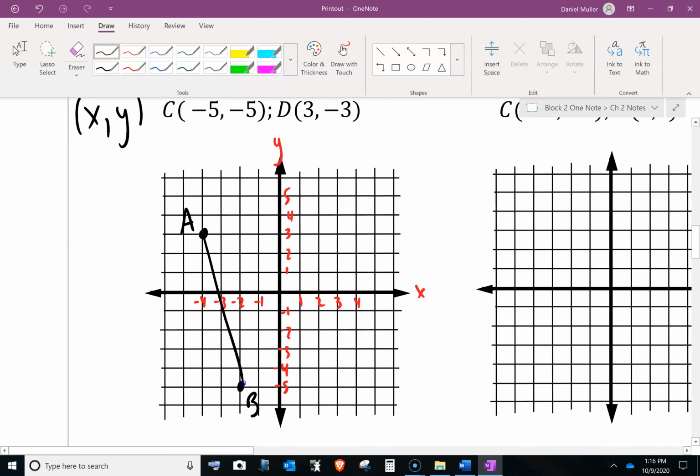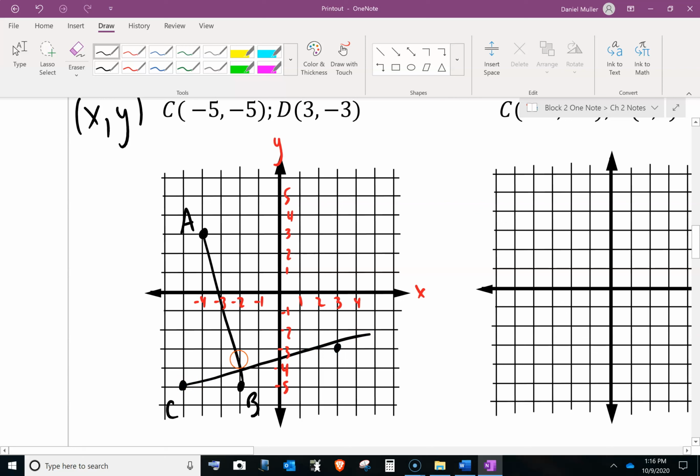So you can connect those dots. That's our A, B. Now our CD, so there's C. C is -5 in the x direction and -5 in the y direction. So -5 in the x direction and then -5 in the y direction. That is C. And D is +3 in the x direction and then -3 right there in the y direction.